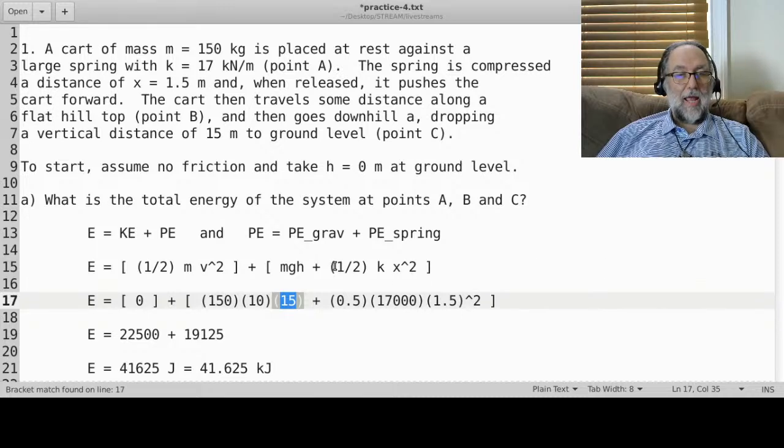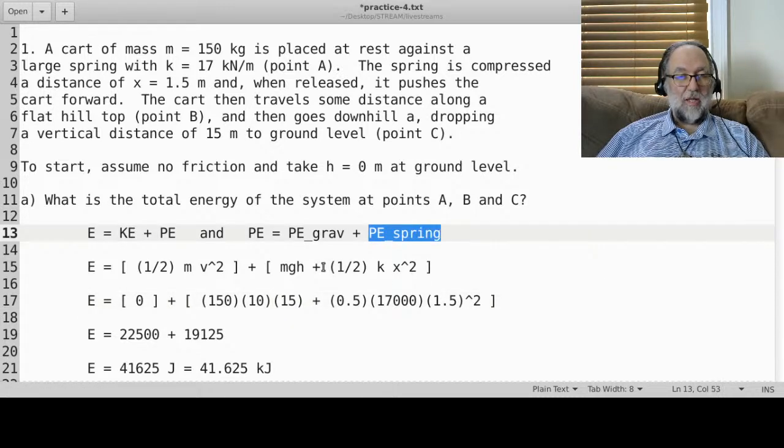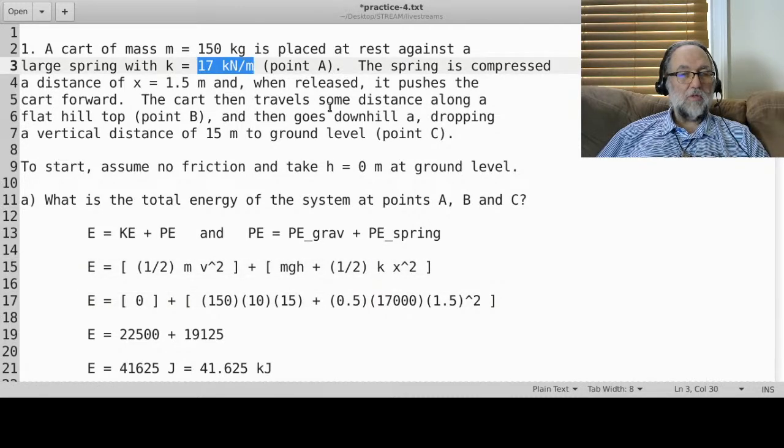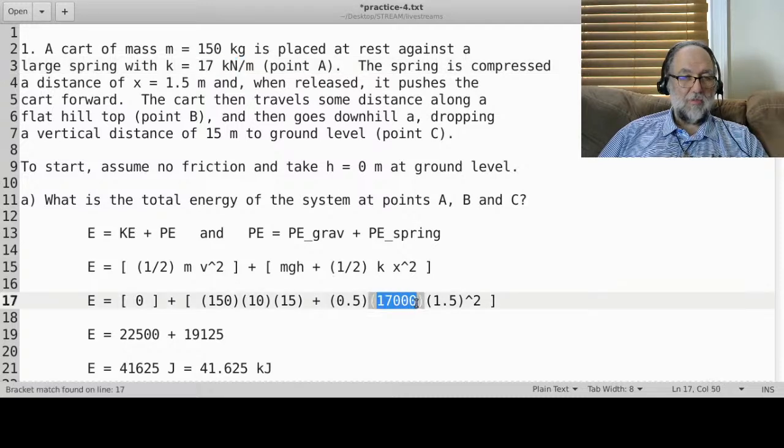All right. And then for the spring potential energy, 1/2 kx squared, there's the half, there's the k, and if you take a look here, you'll see that I gave you k as 17 kilonewtons per meter. But kilo is just 1,000, and you have to convert to newtons because newtons are the MKS units for force. And so you don't want to work in kilonewtons, but in newtons. So 17 kilonewtons, kilo is 1,000, it's 17,000 newtons. Okay, so there it is, 17,000 newtons.